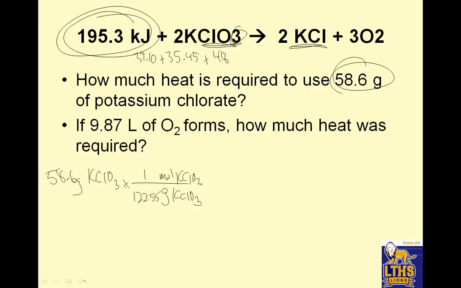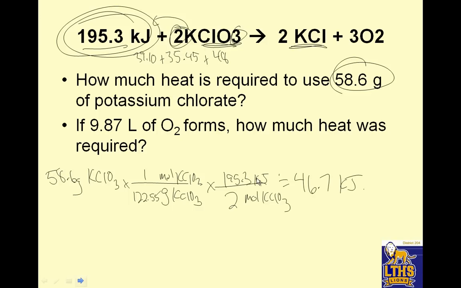Here's heat. It doesn't matter that heat's a reactant. We're still going to go there. So now I'm going to get moles of potassium chlorate, KClO3, and go into kilojoules. Moles and kilojoules, we need an equivalency, and 2 moles of potassium chlorate would equal 195.3 kilojoules. And that's what we're looking for: 58.6 divided by 122.55 times 195.3 divided by 2 is 46.7. If you notice, these are nice because it's one step shorter. You don't have to go through moles and then something else. You just go through the other part.